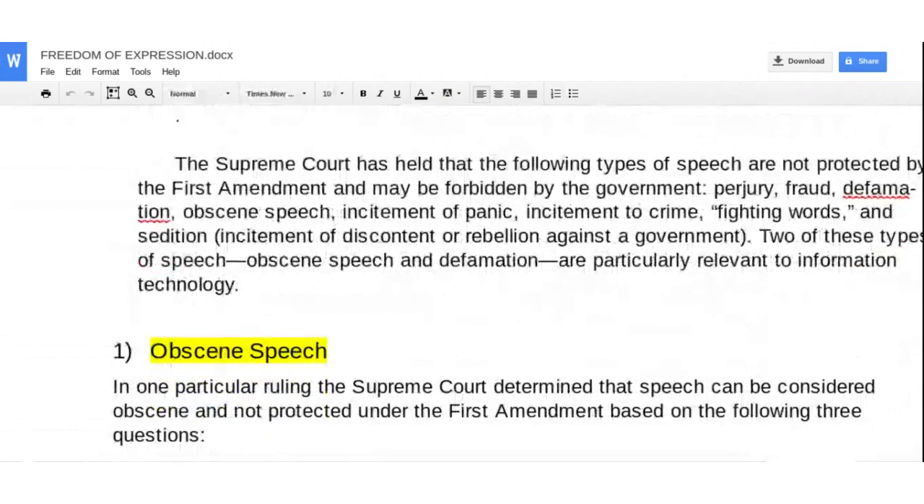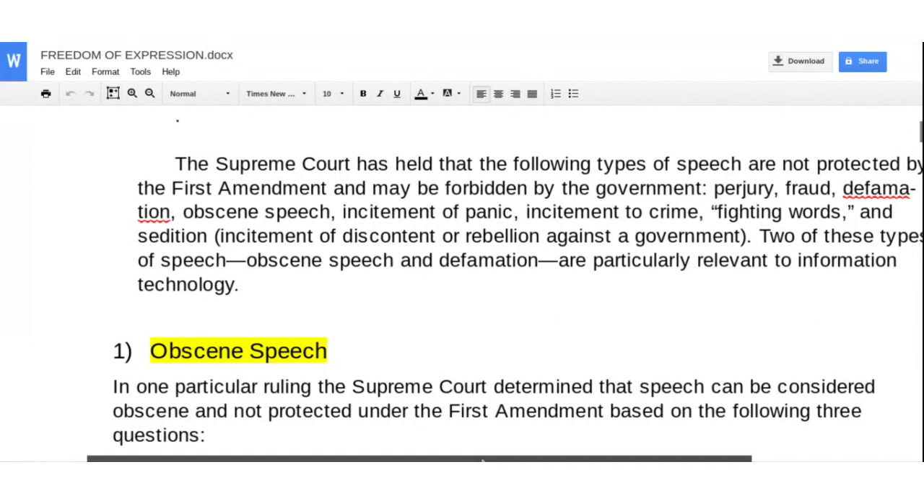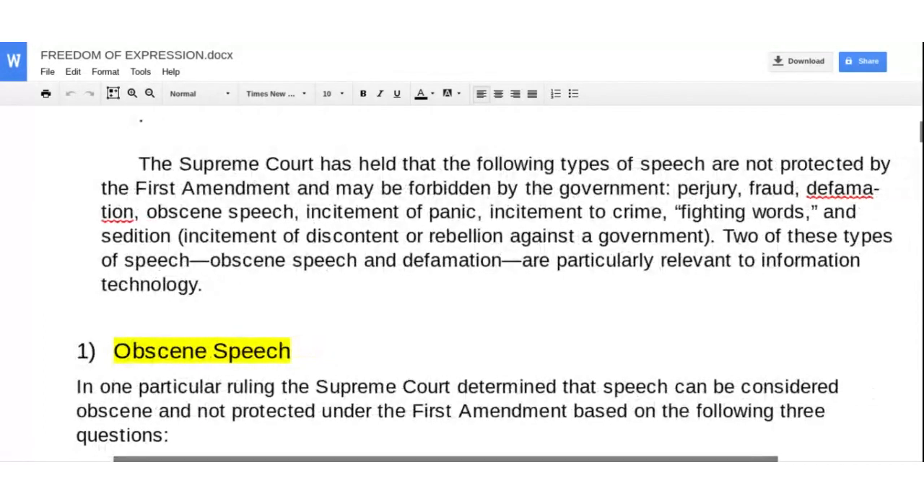When it comes to the law, this might be important to read, although this is about the American Supreme Court. The Supreme Court has held that the following types of speech are not protected by the First Amendment and may be forbidden by the government. There is a list of them here, which may be forbidden by the government, of course in this case the government of the US. Some of these have been borrowed by other governments as well, including our own, although in a country like Kenya, it may not be very strict on some of these things.